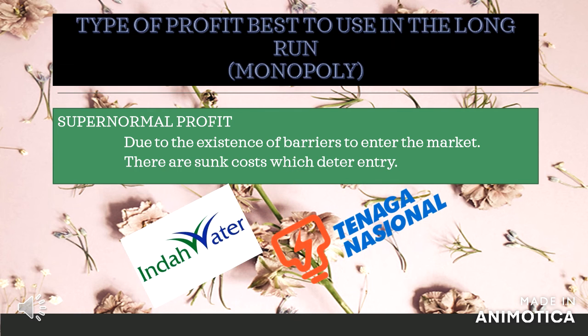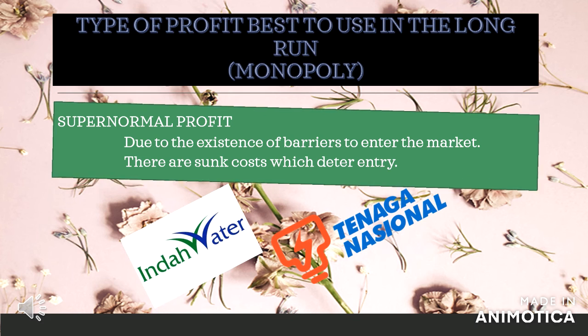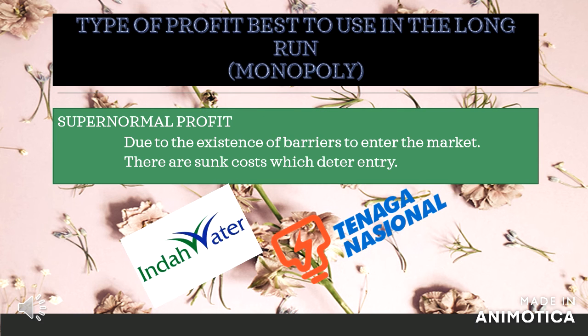Type of profit best to use in the long run. For monopoly, it uses supernormal profit due to the existence of barriers to entering the market. There are sunk costs which deter entry.